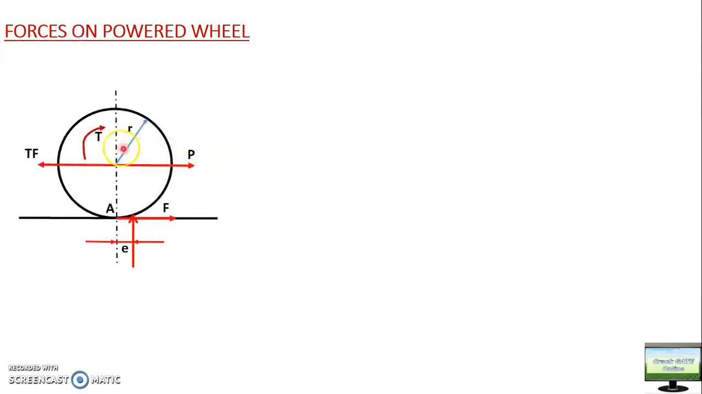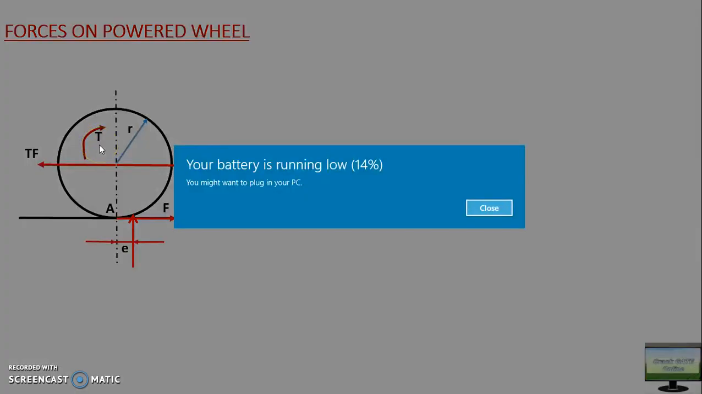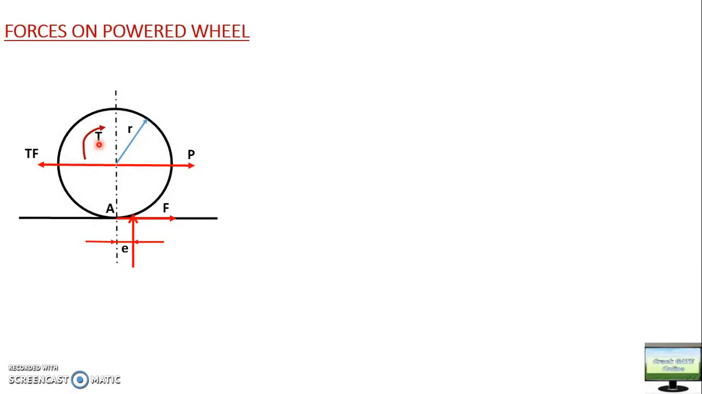Now second is the force on the powered wheel. So this is a powered wheel. It means some amount of torque will be acting here, and if torque is acting here, then some forces will be coming over here. Some pulling force will come over here, acting in this direction. Suppose this is your direction of motion, you are moving in this direction, and as I already told you, torque force is acting on a non-powered wheel. In this case, torque force will act like a resistance force. So torque force will act in this direction, pulling force will act in this direction.